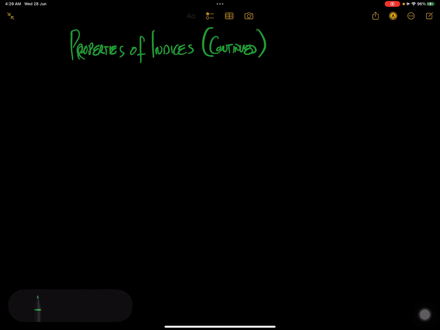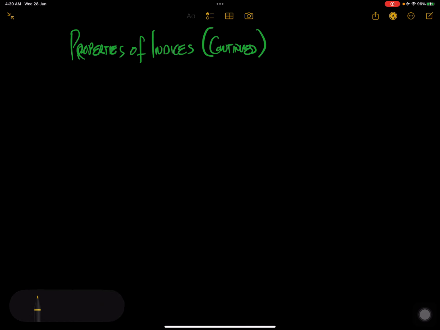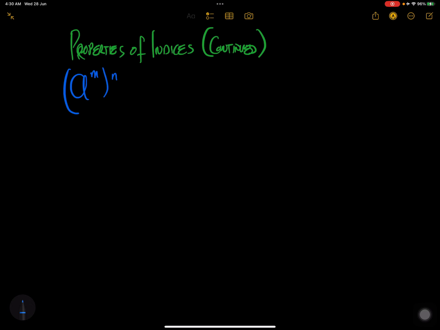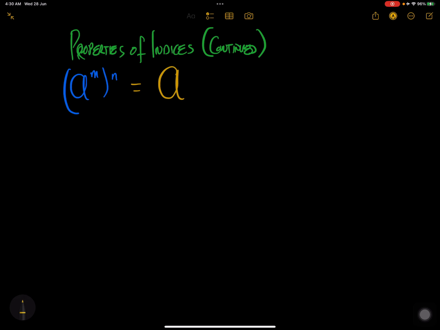So we have the next one. We said that if you have a to the power of m, all in parentheses to the power of n, this is the same thing as a to the power of m times n. Anytime we see something like this, it is the same as a to the power mn. So we don't have to forget that. Please, let's keep that in mind.